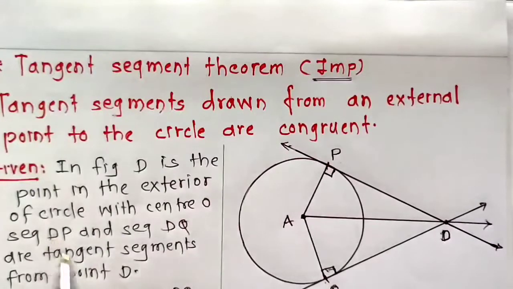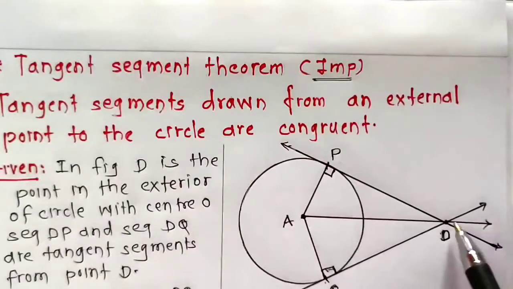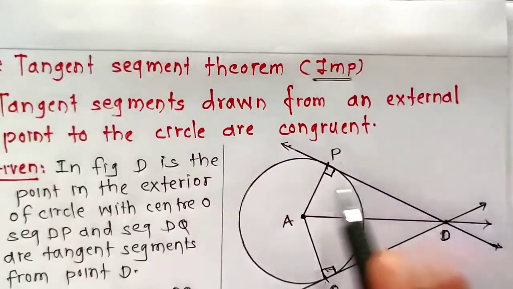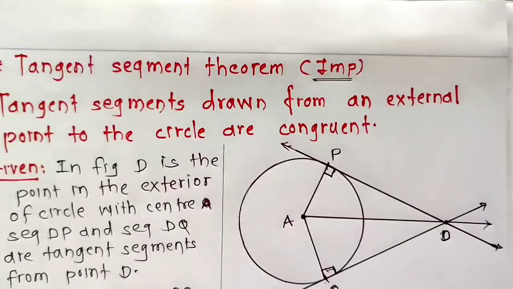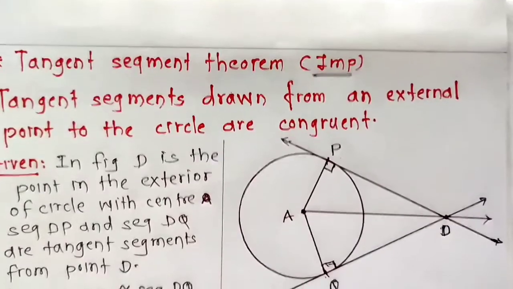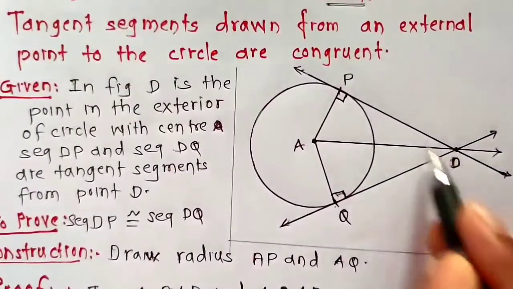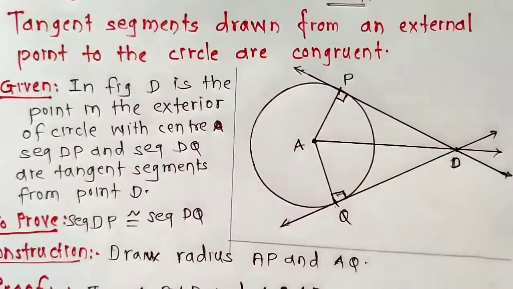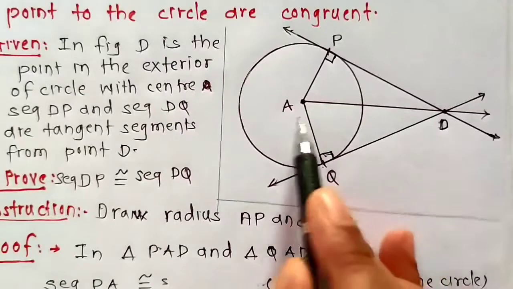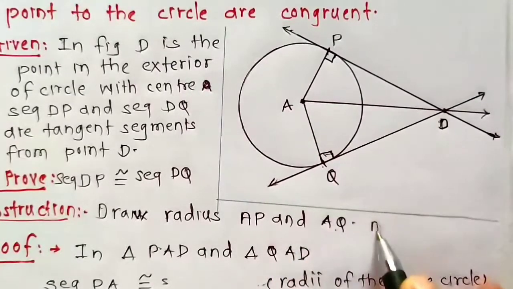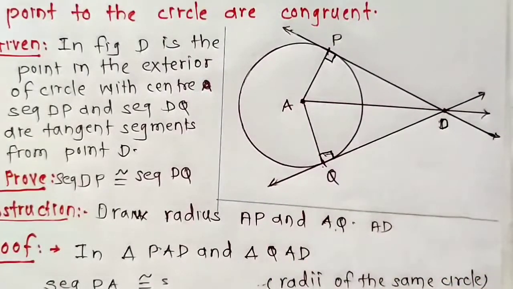So what is given? In the figure, D is a point in the exterior of a circle with center A. Segment DP and segment DQ are the tangent segments from point D. Then what we have to prove? To prove segment DP equals segment DQ. Now we have to draw radius AP and radius AQ and join this AD. So draw all these three lines.